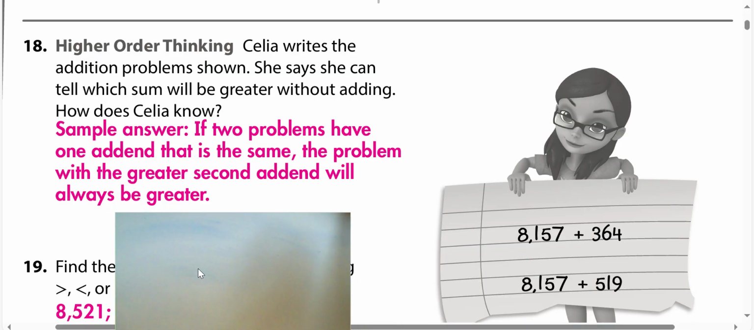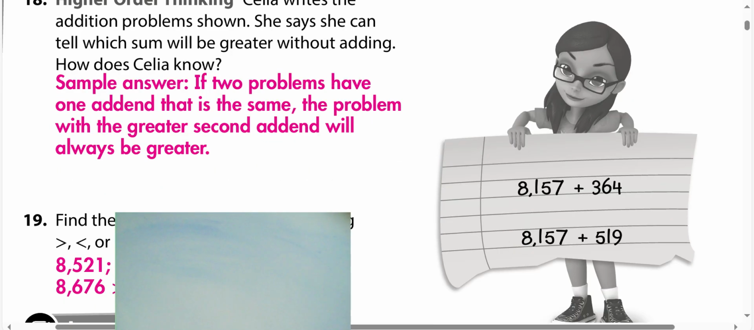Next question. Dee wrote his addition problems. He says that he can tell which sum will be greater without adding. How does he know? If two problems have one addend that is the same, the problem with the greater second addend will be greater. Here we have 8,157 plus 364, and here 8,157 plus 519. They are equivalent on the left-hand side, but on the right-hand side 519 is greater than 364.